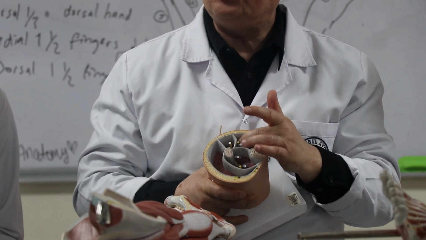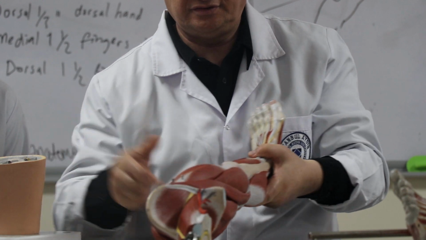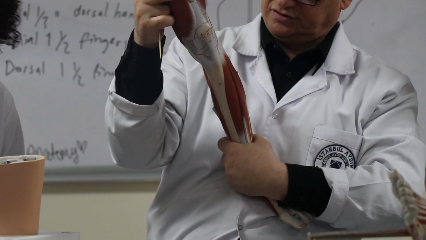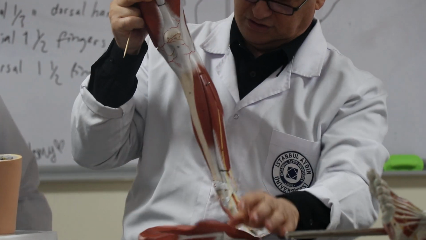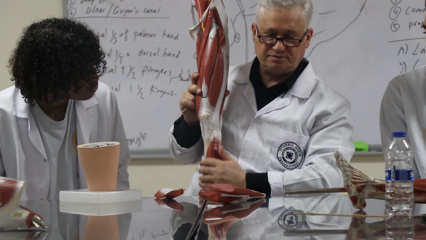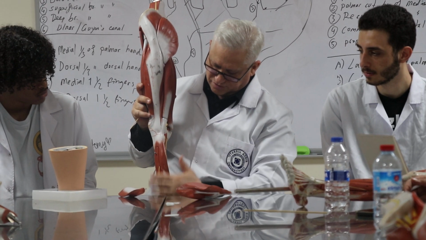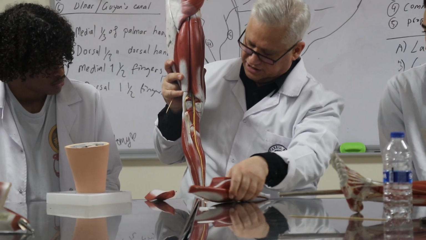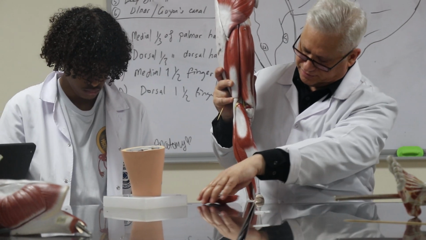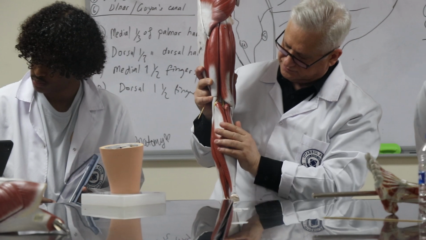So this is the anterior compartment. Okay, this is the lateral compartment, and here is the posterior compartment, right? And we're going to look at these muscles one by one.